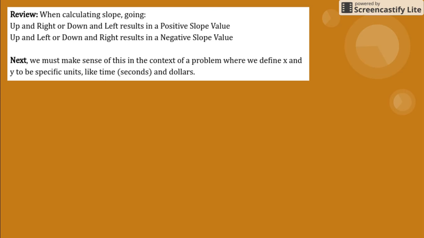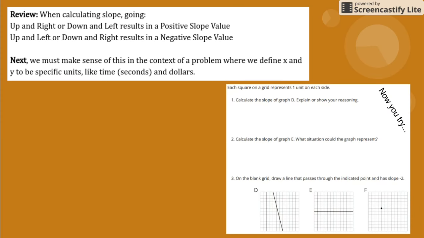Next, we're going to make sense of this in the context of a problem where we define x and y to be specific units, like, say, time in seconds and dollars. And then we can see how a negative slope would make sense in that type of situation. Okay, but that's going to be next class. But for today, I want to stop here and just have us take some time and practice what we've learned so far about calculating negative slope. And I'm going to have you work on these 3 problems at your own pace. And when you're done, we'll review and we'll take a look at what you have.